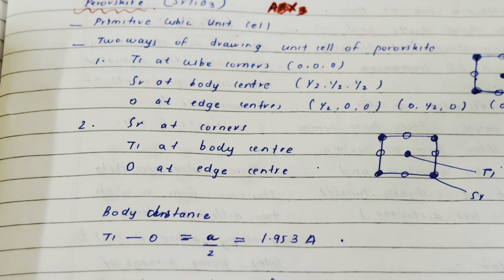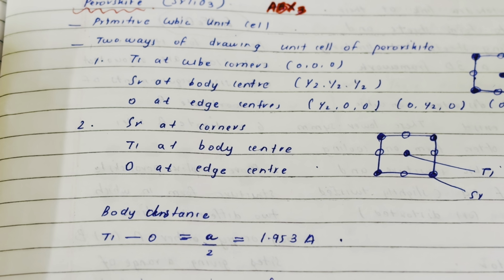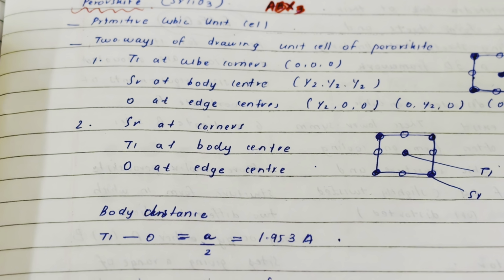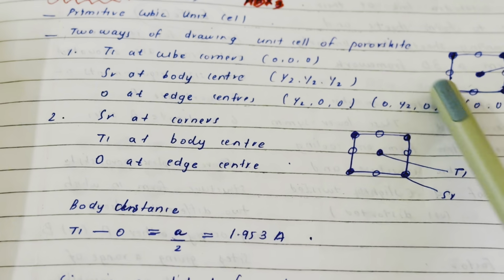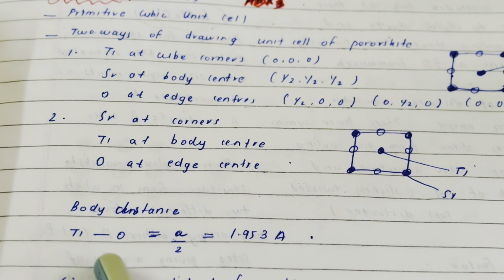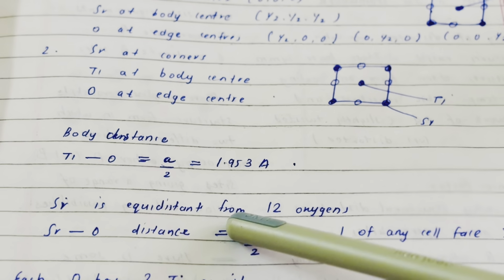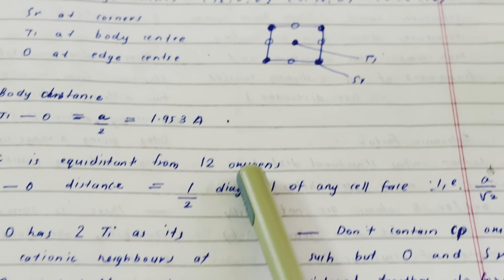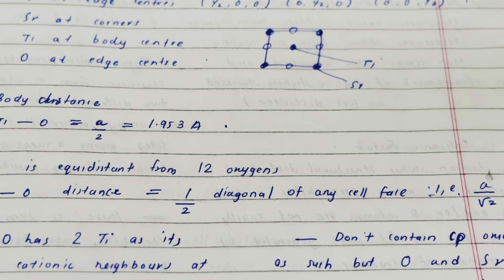It is a primitive cubic unit cell with oxygen at its centers, and this titanium and zirconium can be either at body center or corners. Now the titanium. So if we consider this, the titanium oxygen bond length is, of course, if the side is a, it is a by 2. That is found to be 1.9. Strontium is equidistant from 12 oxygen.